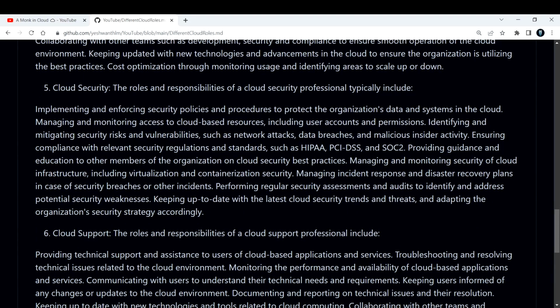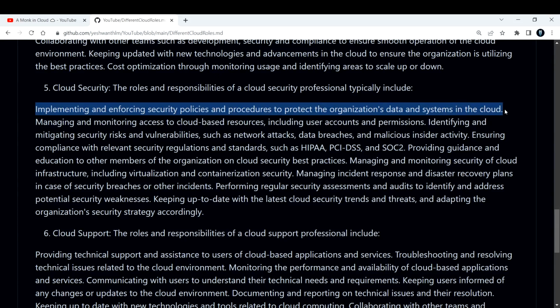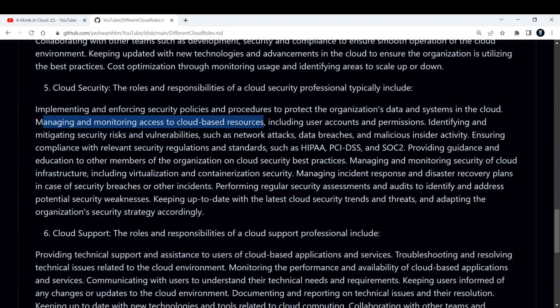Next is the most important, cloud security. I'll summarize these things in a very professional way because if you go over here you have many different terminologies or abbreviations that you might not know, but you can google and research them, right? So you need to implement and enforce security policies and procedures to protect the organization's data and systems in the cloud. Managing and monitoring access to cloud-based resources, including user accounts and permissions.